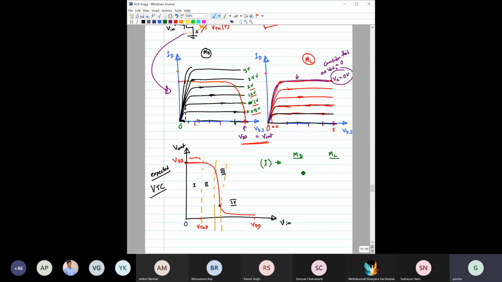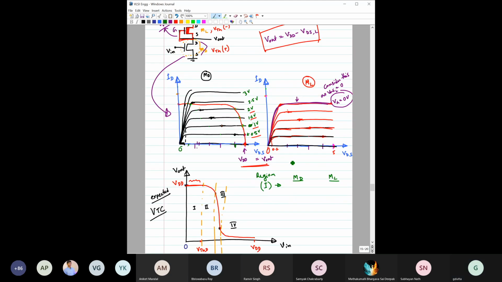So in region 1, transistor MD is in cut off. ML is in triode region. Okay, next. Region 2. Saturation and triode. Very good. Region 3.